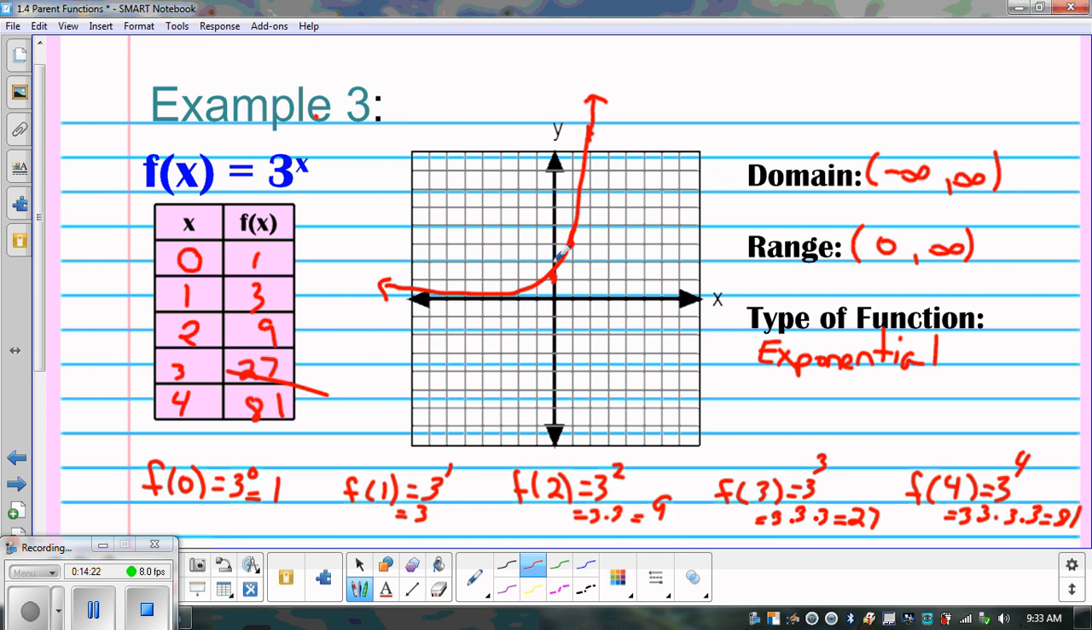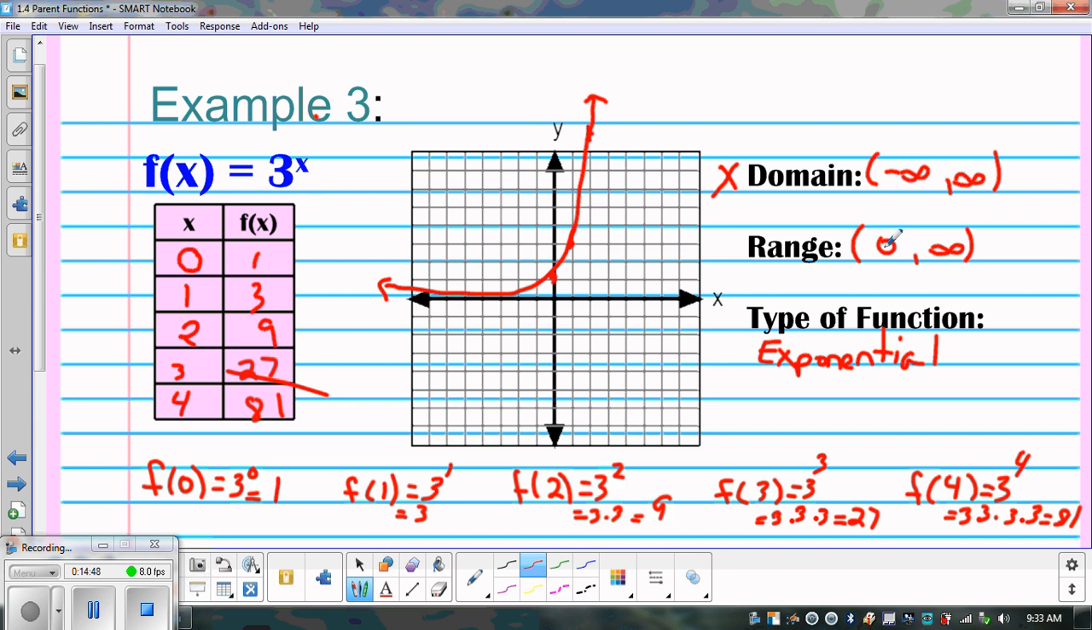It is approaching the asymptote at y equals 0. It will never go below that x-axis, which is the line y equals 0. So take a moment, make sure your table and your graph are accurate. The domain, remember, is your x values left to right. Well, it continues forever to the left, negative infinity, and it continues forever, because it's going slightly up and to the right, forever, so positive infinity.